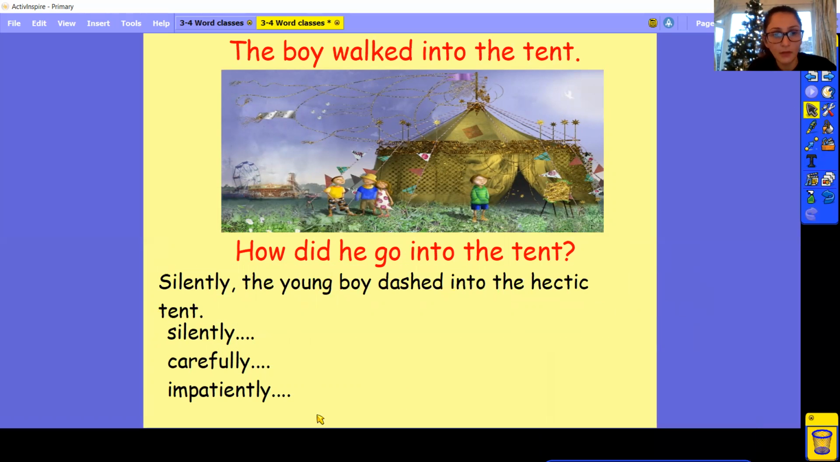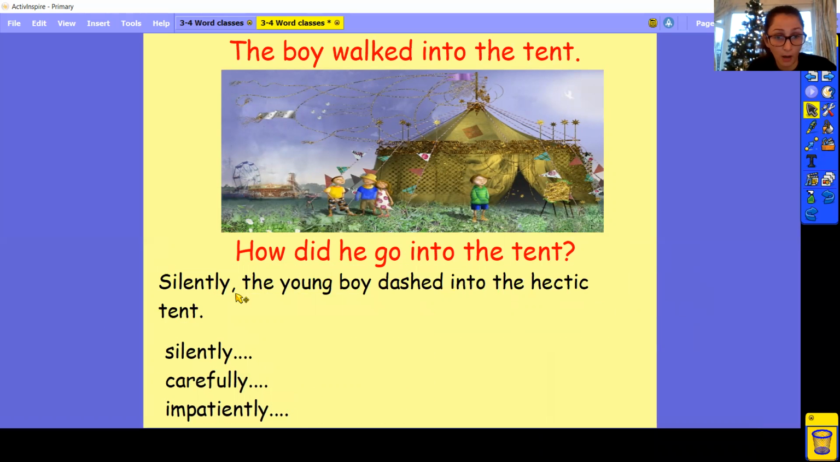Okay, so silently, comma, so I've got my fronted adverbial at the start. The young boy dashed into the hectic tent. Remember, the word hectic means busy, okay? It's a very good word for busy. So that's one way of up-levelling the sentence.